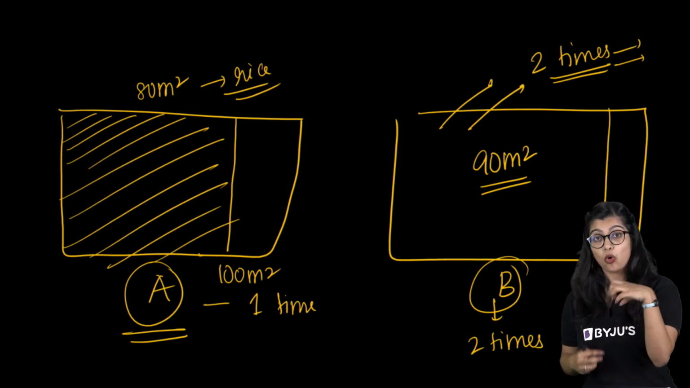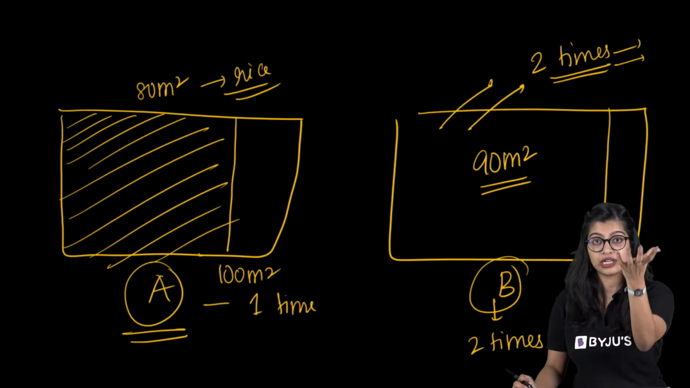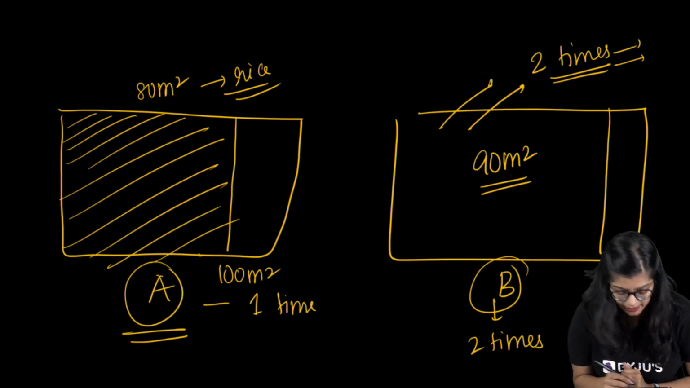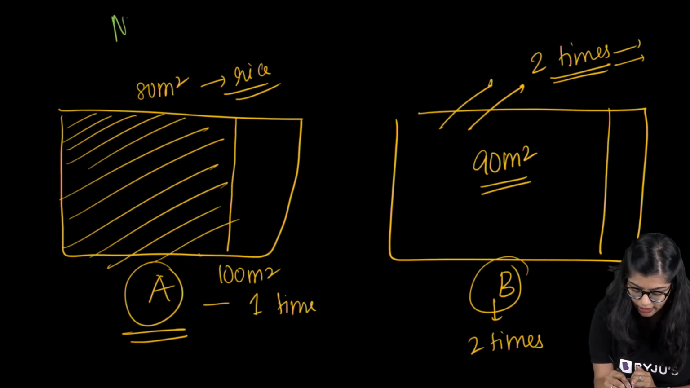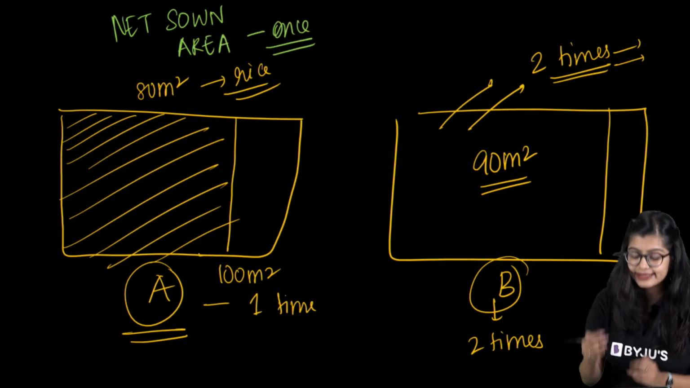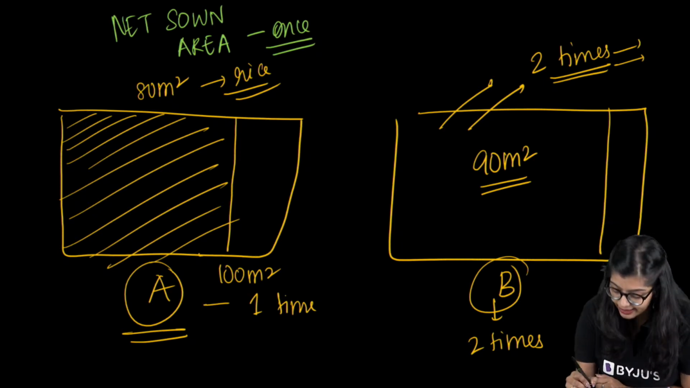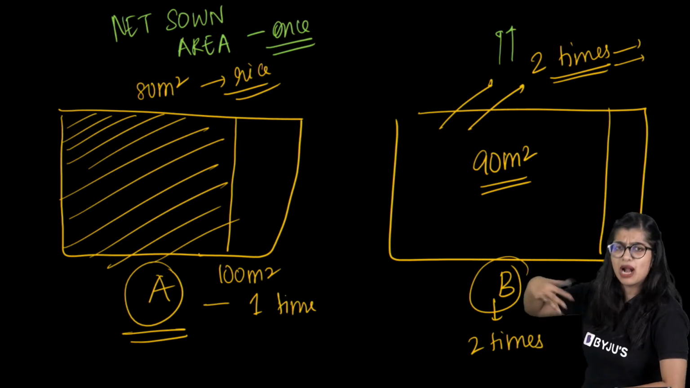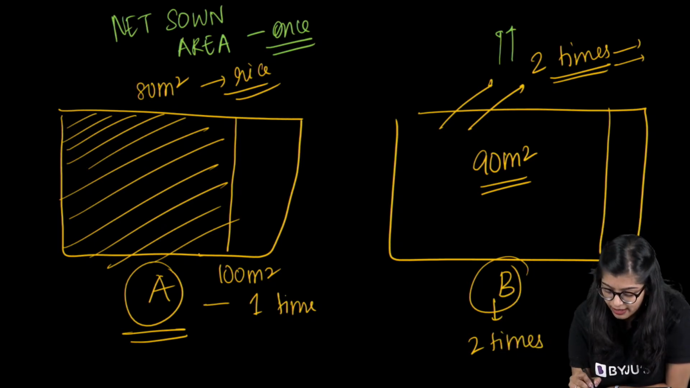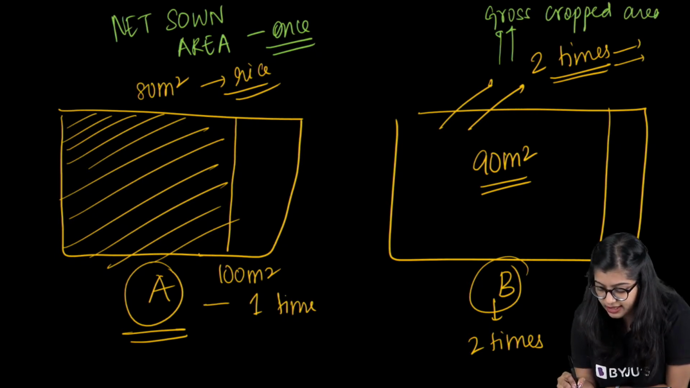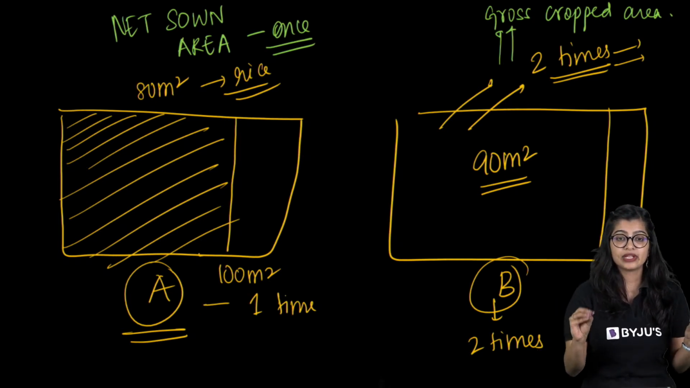So when I do it only once in an agricultural year, that area of land which I use to grow crops once a year will come in net sown area. Are we understanding this properly? If it is once, it is net sown area. But in the second case, if I grow it more than once, or if I take multiple croppings in the same year, then it will come in gross cropped area. Are we clear with this topic? Are we all clear? Yes or no?